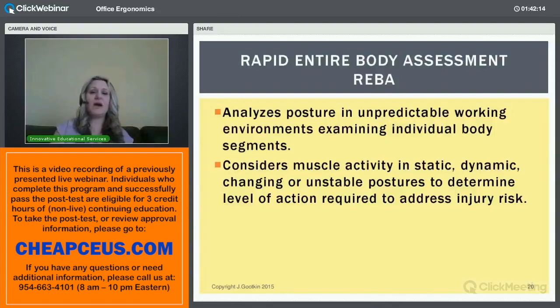The REBA is our next tool. And the REBA is the Rapid Entire Body Assessment. REBA and RULA, they have found that there is positive reliability between the two of them, that they are very closely linked. You may decide when you're deciding which tools to utilize that you would use one or the other, because they are assessing very similar aspects of the posture and the ergonomics.